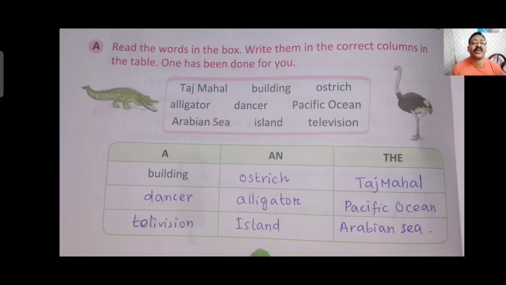Next comes an. An ostrich, an alligator, an island. O, A, I, these are all vowel sounding words, so an is used before them. The Taj Mahal, the Pacific Ocean, the Arabian Sea. Here Taj Mahal is the name of a monument, Pacific Ocean is the name of an ocean, Arabian Sea is the name of a sea. So all are specific names, so the is used before them.